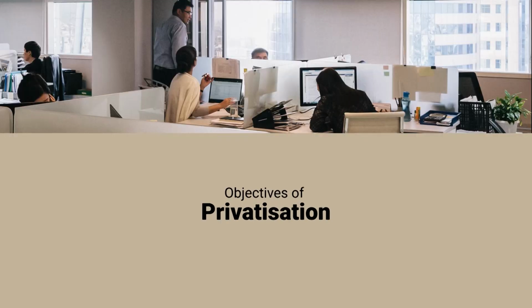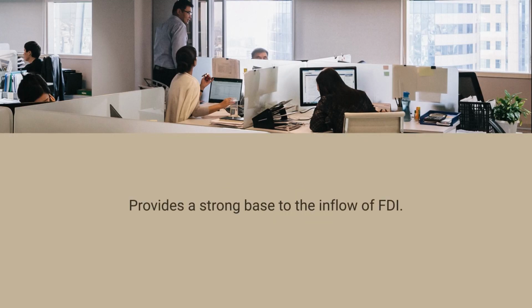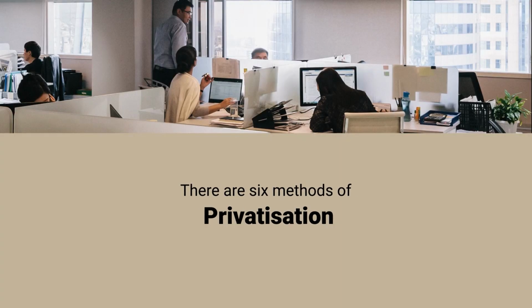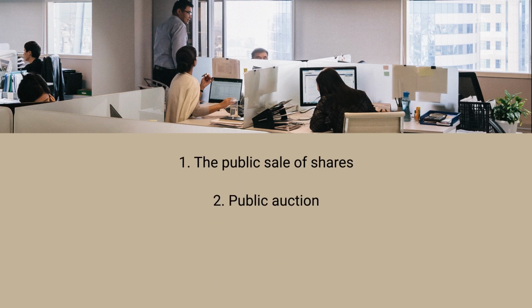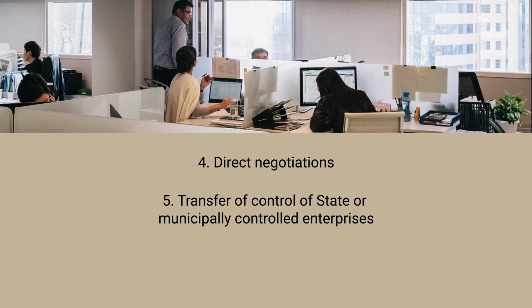A detailed description on disinvestment has been given in the previous aspect which we talked about. The objective of privatization is to provide a strong base to the inflow of FDI. It also improves the quality of products, enhances competition, pushes up exports, and lowers the price due to competition. And some companies have been given a special category of Navratna and Mini Ratna due to their export potentials. There are 6 methods of privatization: the public sale of shares, public auction, public tender, direct negotiation, transfer of control of state or municipally controlled enterprise, and lease with the right to purchase.